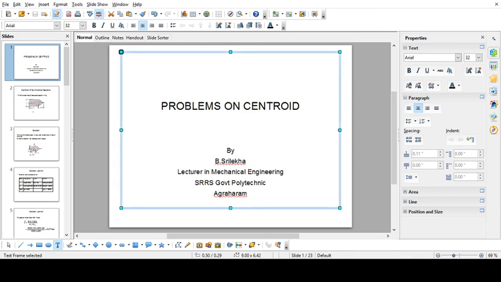Similarly, the perpendicular axis theorem: if Ixx and Iyy are the moments of inertia about mutually perpendicular axes x and y, then the moment of inertia of the section about the axis zz is simply Izz is equal to Ixx plus Iyy. So this is how we calculate the moment of inertias.